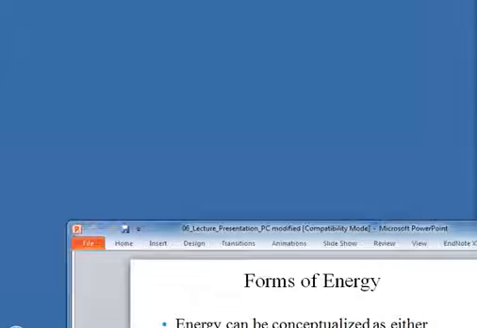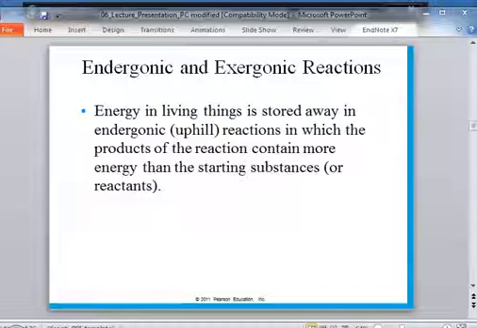So, energy in living things is stored away in endergonic or uphill reactions, in which the products of the reaction contain more energy than the starting substances.